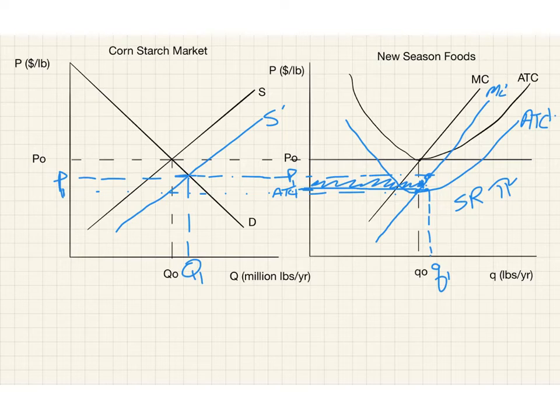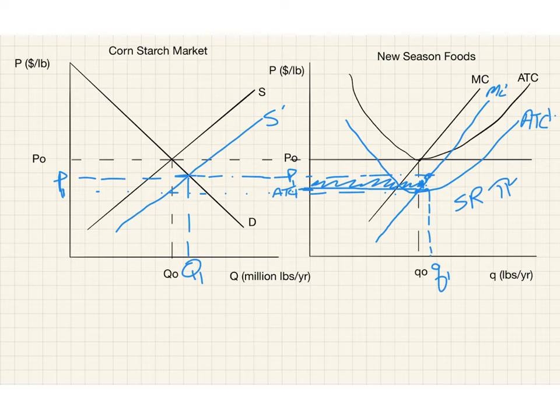Well, notice that firms are making short run profits equal to the area of this rectangle: vertical distance, the new price minus the new average total cost at that quantity, and then the new quantity is the base of that rectangle. Multiply them together. Average profits times quantity produced gets you total short run profits. All right, so firms are making a profit in the short run.